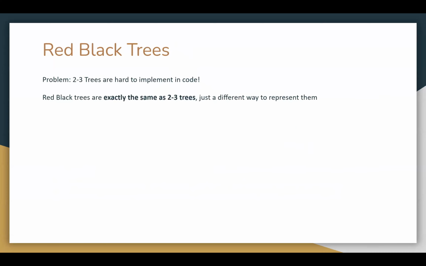All right, next, red black trees. So the problem is that 2-3 trees are hard to implement in code because they're usually inefficient and it's hard to maintain different sorts of nodes within Java. So therefore, we solve this problem by using red-black trees, which are exactly the same as 2-3 trees, just a different way to represent them, and easier to implement in code.